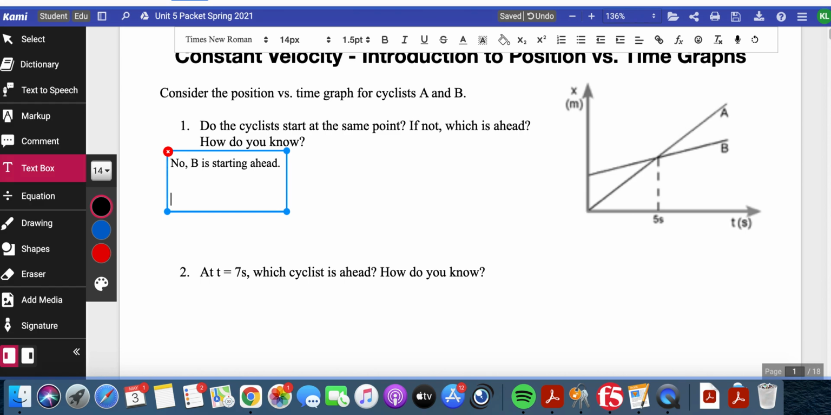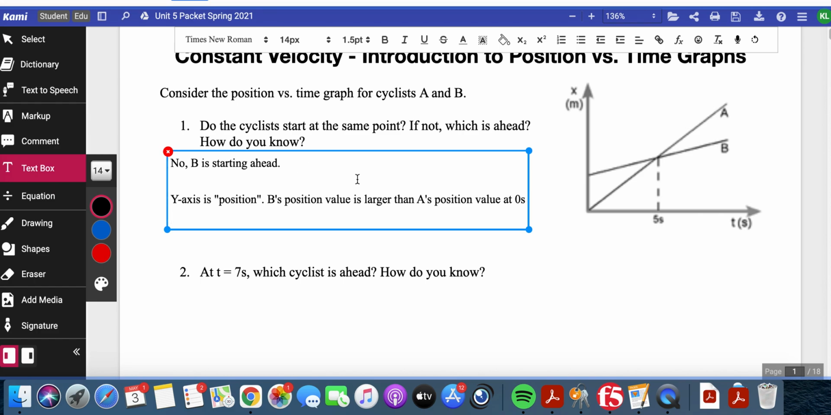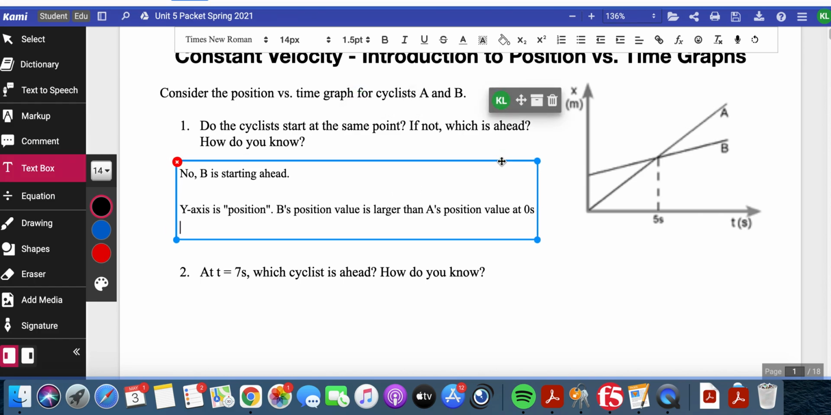So the y-axis is position. B's position value is larger than A's position value at 0 seconds. Okay, so we're literally just comparing one of these to the other, okay?